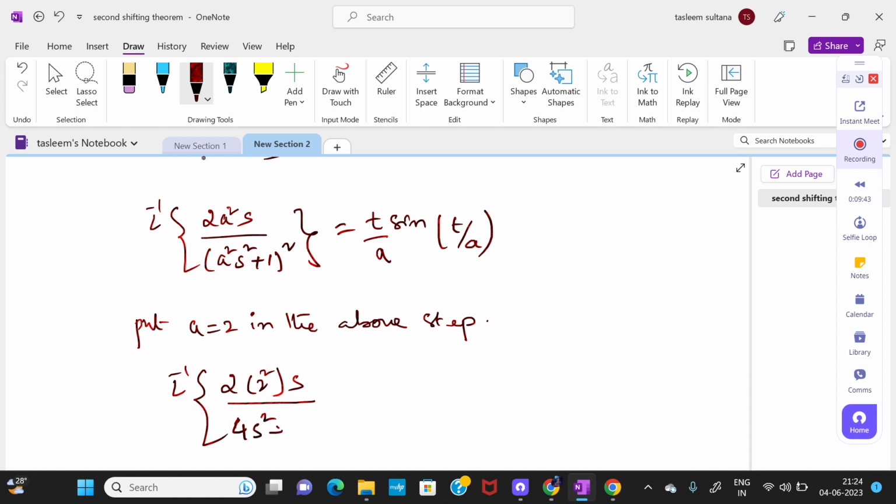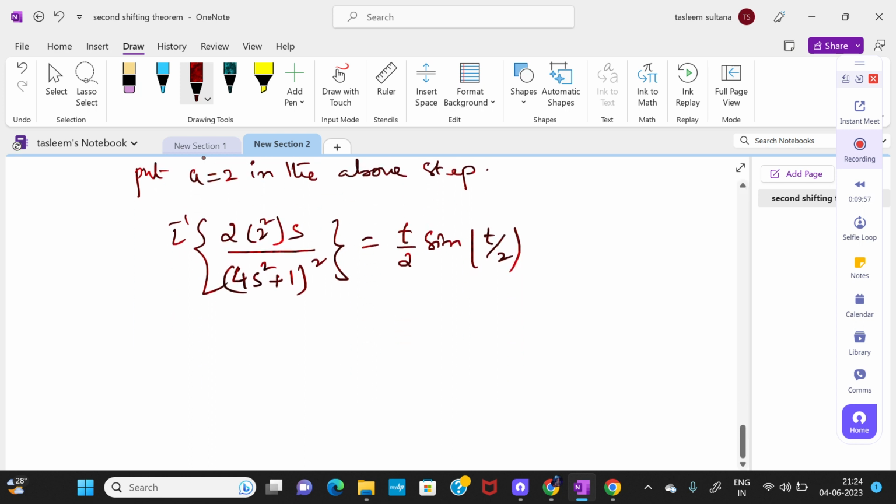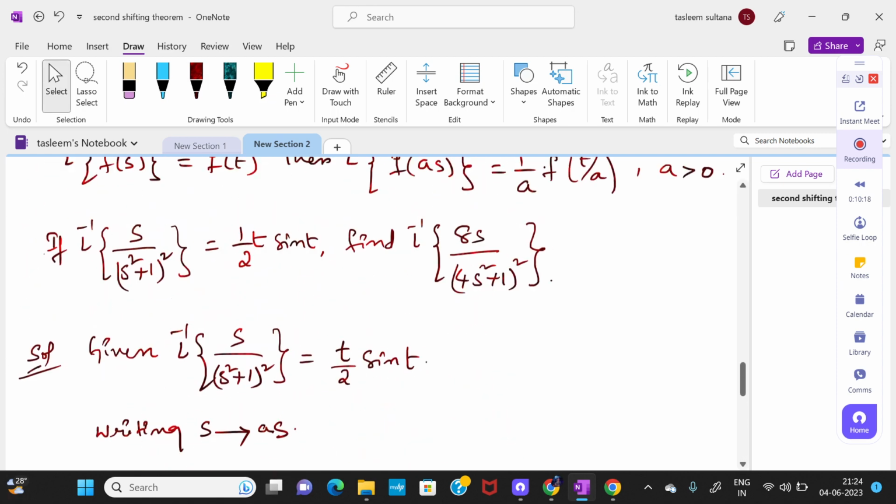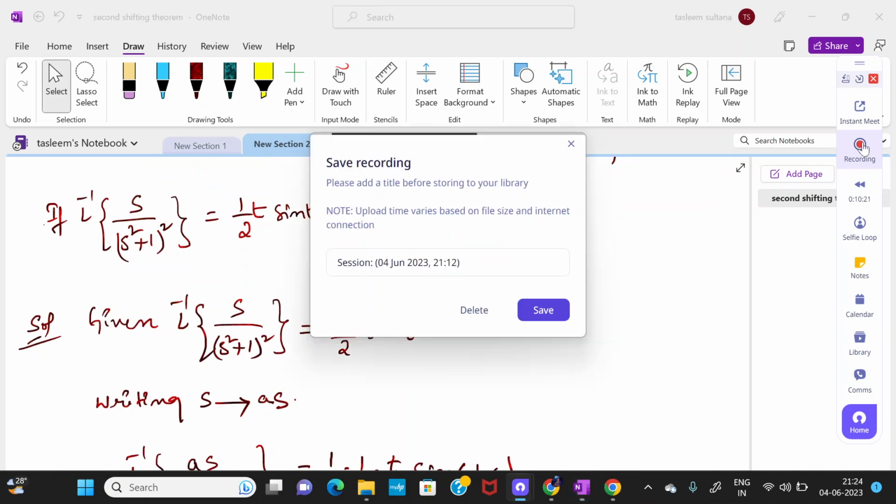So it's going to be as in a: 4s square plus 1 whole square, which is equal to t by 2 into sine of t by 2, which is equal to L inverse of 4 into 2, it's 8s, divided by 4s square plus 1 whole square, which is equal to t by 2 into sine t by 2, which is your required solution. Yes, Aditya, any doubt over here? No doubt.